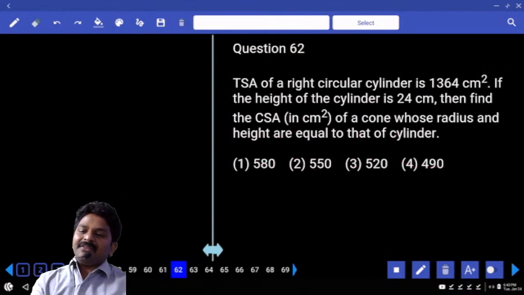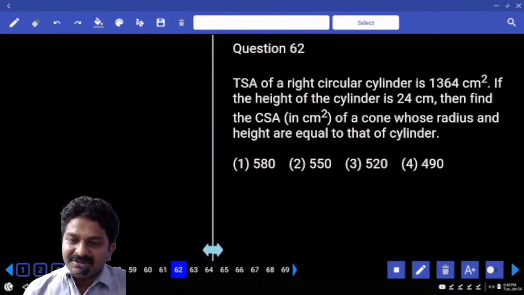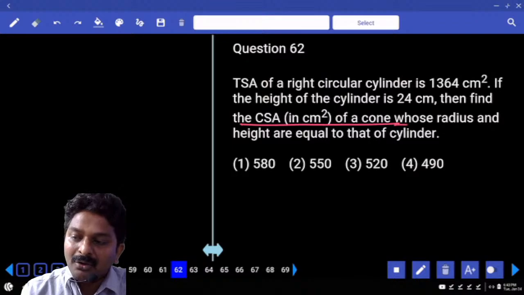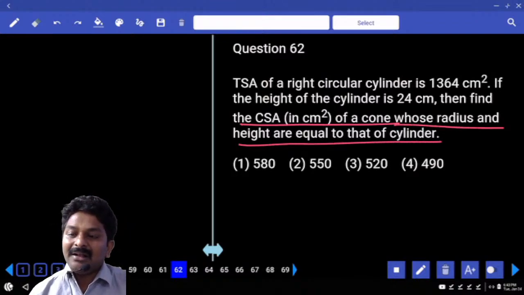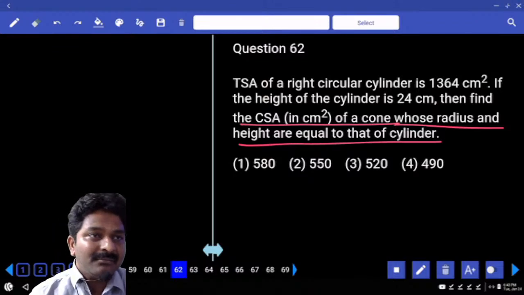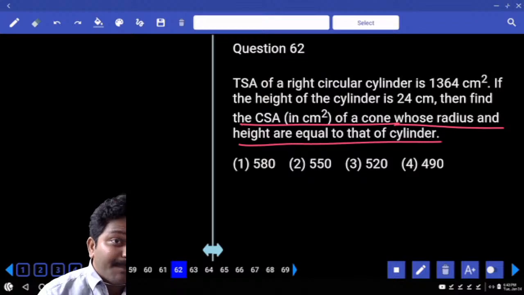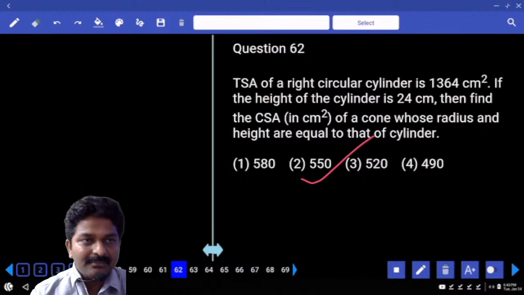Total surface area of the right circular cylinder. Question from areas and volumes. Go to the question: find the curved surface area of a cone whose radius and height are equal to that of the cylinder. Curved surface area of the cone. Does pi get involved in it? Answer must be over.